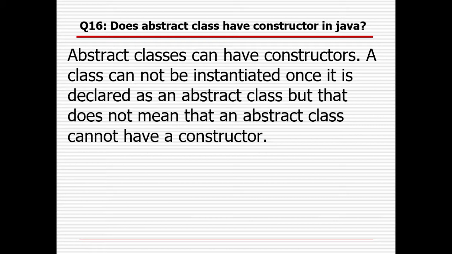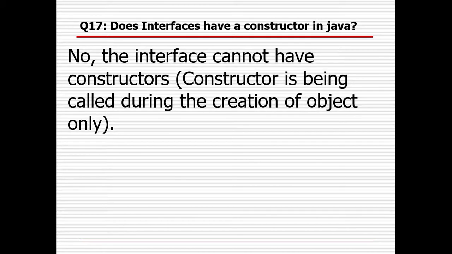Does an abstract class have a constructor in Java? An abstract class can have a constructor. A class cannot be instantiated once it is declared abstract, but that does not mean an abstract class cannot have a constructor. But an interface cannot contain a single constructor. Does an interface have a constructor in Java? No. An interface cannot have a constructor. A constructor is called only during the creation of an object. That is the reason it cannot have one.